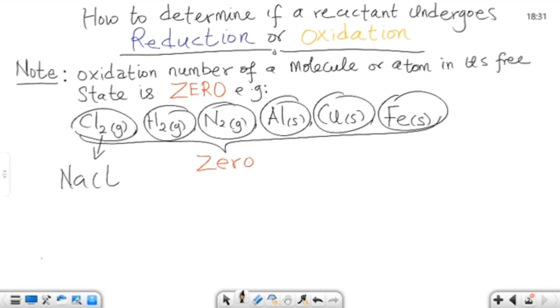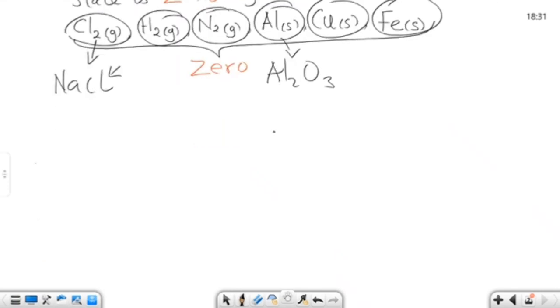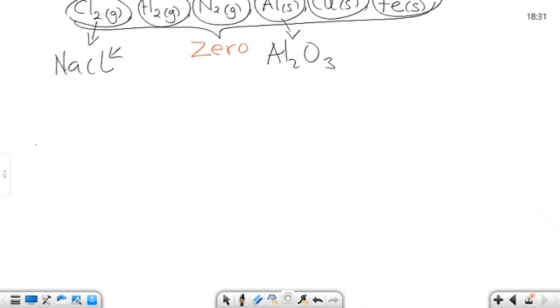Now, because chlorine is bonded with sodium, it means that it is not in its free state. Chlorine's oxidation number is not going to be 0 here. Another example is aluminium oxide, where aluminium is not in its free state. If you see it like this in a chemical equation, it means the oxidation number is not 0. However, whenever they are in the free state, their oxidation number is equal to 0. So let's take a look at this chemical equation and determine which molecule is undergoing reduction or oxidation.